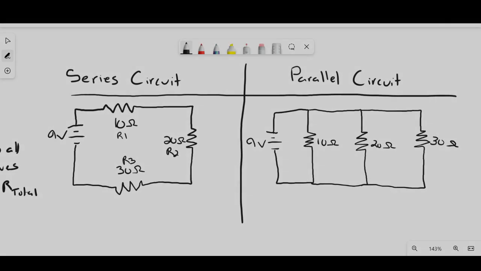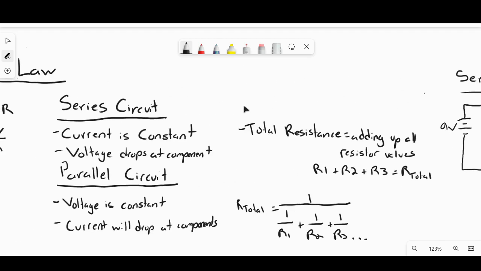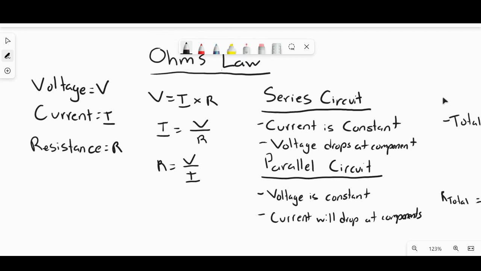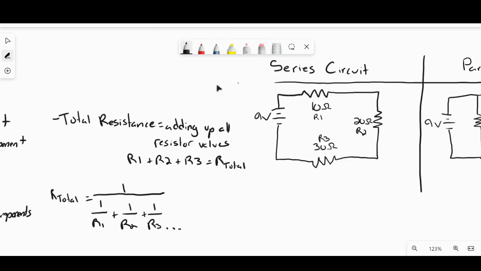So welcome back to Quick Tip Tutorials. This is part 2 of Ohm's Law. If you didn't check out part 1, I would recommend you check that out. In that video, we went over just what is Ohm's Law and some of the basic rules to follow. Now in part 2, I'm going to do some example problems.